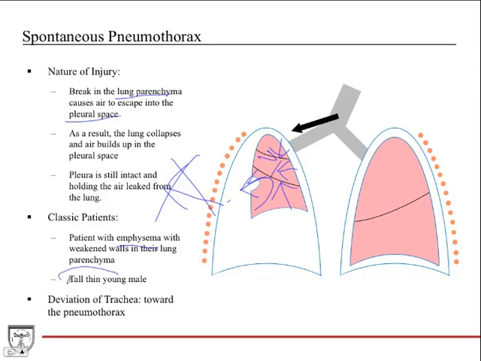Another common example is a tall, thin, young male. And then as a result, as we'll talk about, the position of the trachea. So if you remember the neutral position, the trachea is now deviated this way towards the pneumothorax. If you were to get an x-ray in this patient, this is what you see. And the way I like to think about this and remember this is that the lung has become smaller, and so the trachea almost falls towards the lung. It falls towards the empty lung here, the empty space. And that's the way I like to remember how the trachea deviates towards the pneumothorax versus away or in the neutral position.